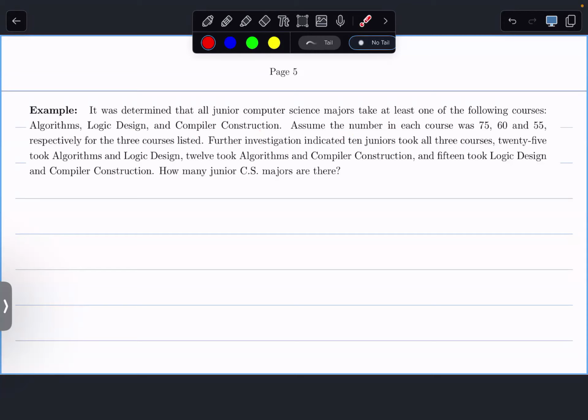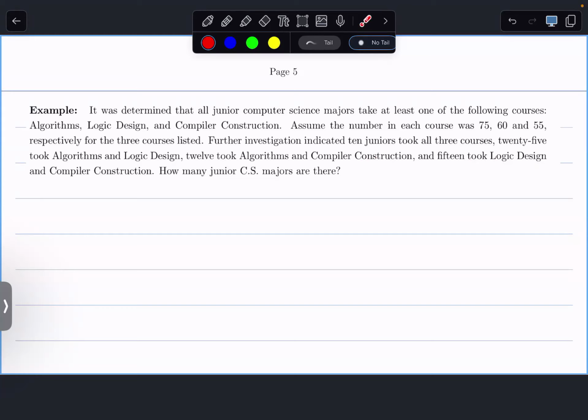Assume the number in each course was 75, 60, and 55, respectively, for the 3 courses listed. But then further investigation indicated 10 juniors took all 3 courses. 25 took algorithms and logic design, 12 took algorithms and compiler construction, and 15 took logic design and compiler construction. Now we want to know how many junior computer science majors there are.